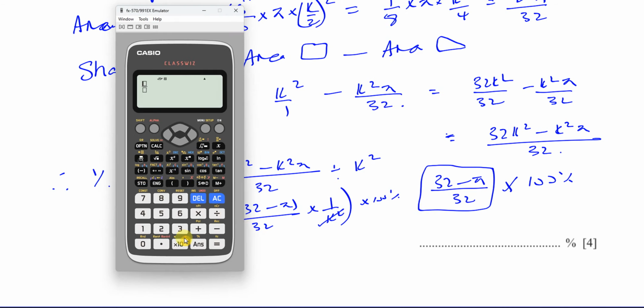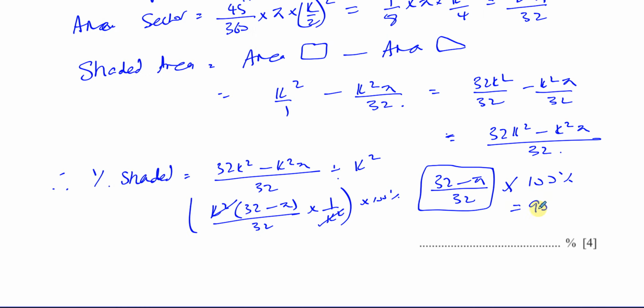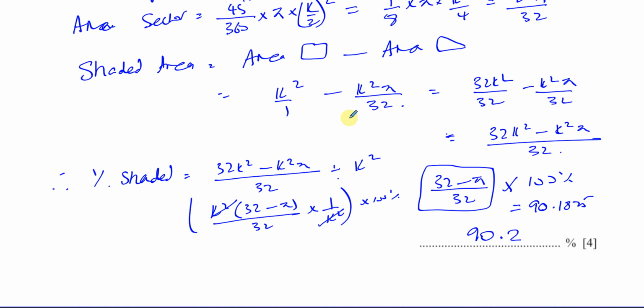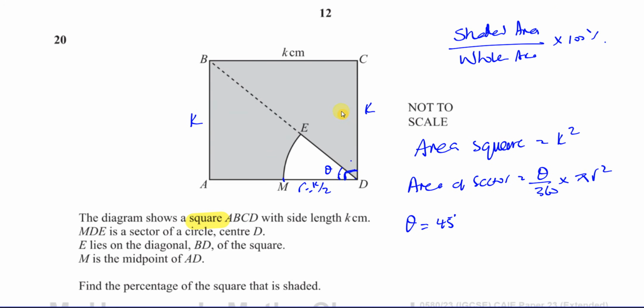So we just take this 32 minus pi. Always leave it in terms of pi right to the last step. Keeps accuracy. And this multiplied by 100. We don't put the percent here, by the way. The percent is like a unit almost. So that gives you 90.1825. They tell us to round it, so we have to round it to 3 significant figures. So it's 90.2% of this shape is shaded. And there's the answer to question number 20.